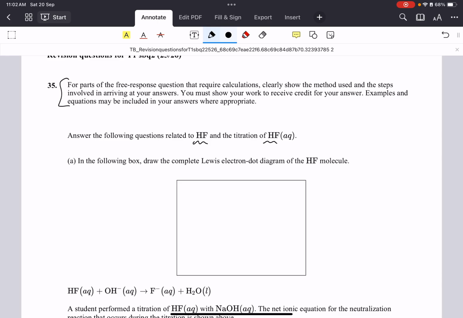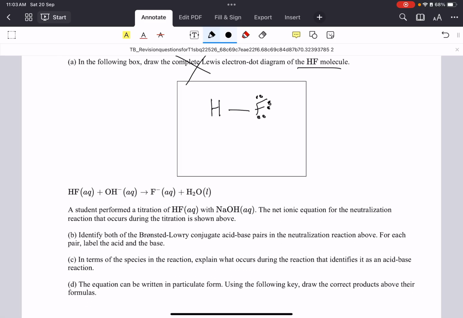In the following box, draw the complete Lewis dot diagram. Sorry, I forgot to remove this. This is not included, but you know this from before. So here's the H, here's the F, and this is the formula of HF, the Lewis structure of HF. There's a single bond between them and lone pairs surrounding F.